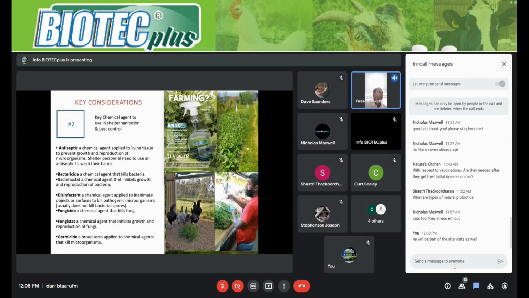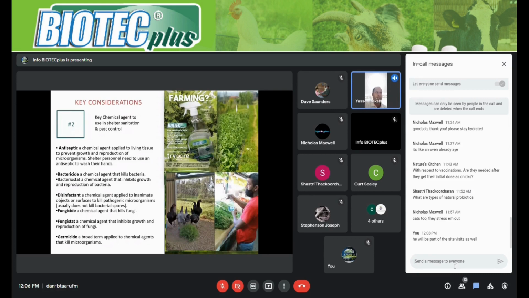So, key chemical agents. An antiseptic is a chemical agent applied to living tissues to prevent growth and reproduction of microorganisms. Shelter personnel, meaning personnel in farms, need to use antiseptic to wash their hands.